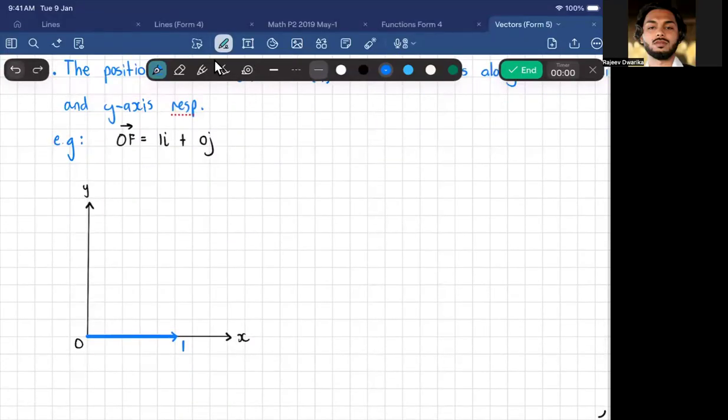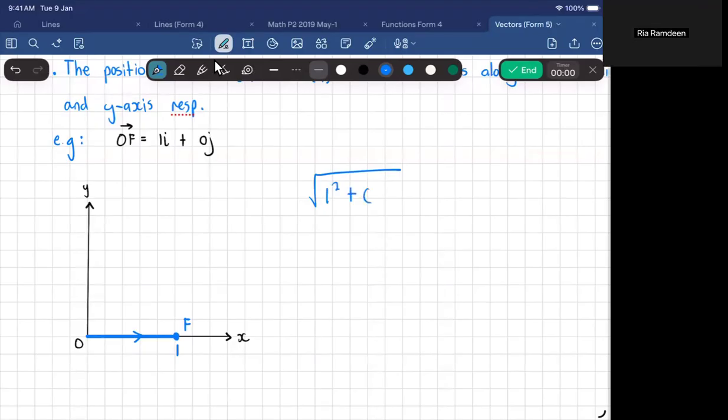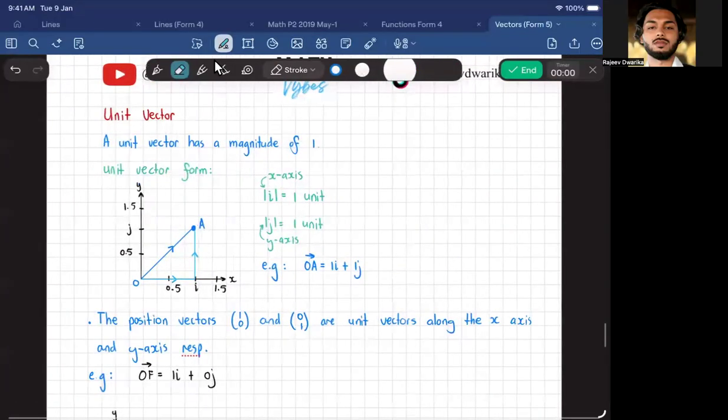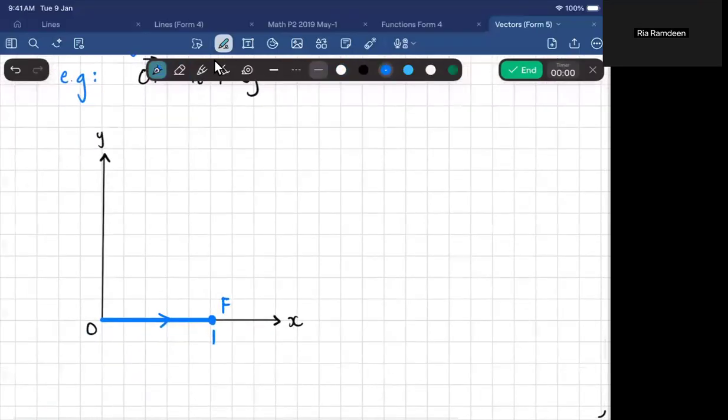If I were to find the magnitude for that, what do you think it would be? We just learned the magnitude formula. So the magnitude formula would just be the square root of the x value squared. The x value in this case is 1, so 1 squared, and the y value is 0. It would just be 1. So that's an example of a unit vector. And I said that a unit vector has a magnitude of 1. So OF is an example of a unit vector.